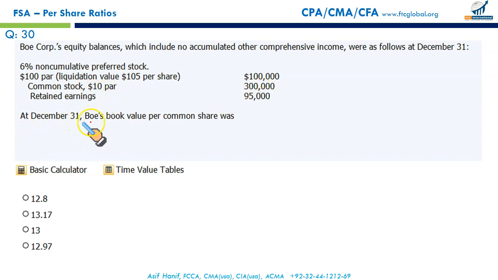At December 31st, Book's book value per common share, or simply what you just calculated. Equity in this case will be this $300,000 common equity. Remember, book value per share is for common equity, and of course the question exactly says so. Plus $95,000 of retained earnings. This is the total common equity, right?